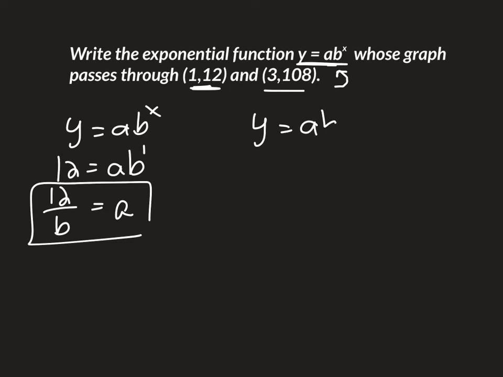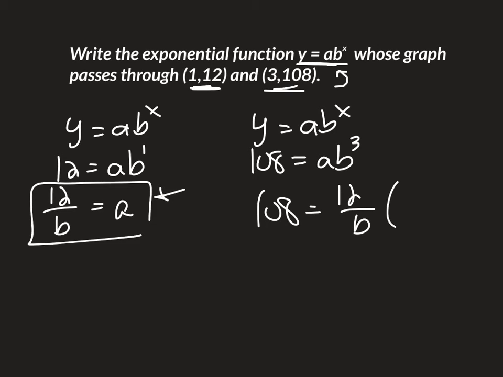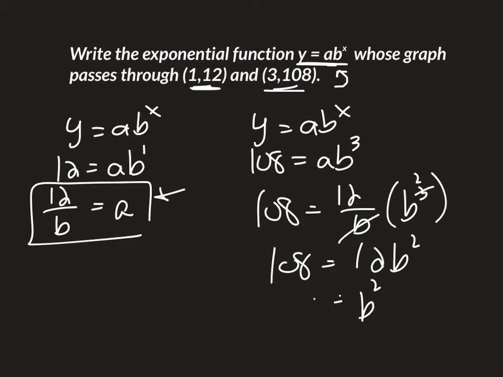I'm going to do the same thing again, except I'm going to use my second point, the 108 and the 3. The difference is I'm going to take my a and plug that in over here. So a was 12 over b, so I'm going to do 12 over b times b cubed. And what's going to happen when I do this, my b's cancel, which makes that b squared. So I get 108 equals 12b squared. I'm going to divide by 12, which gives 9. Take the square root, and I get 3.